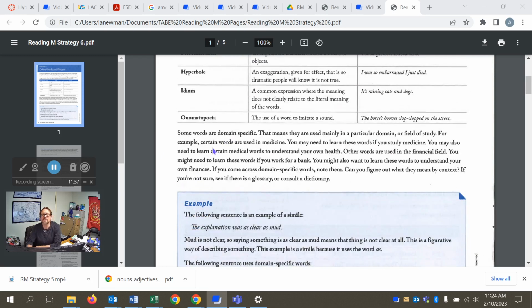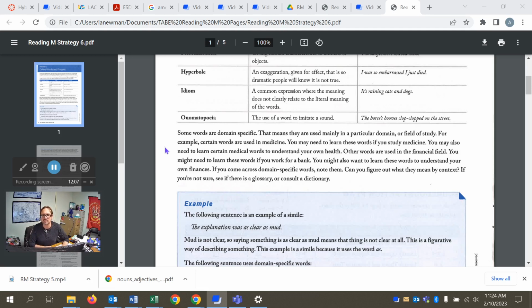Okay, we have another paragraph here, and it says some words are domain specific. We're kind of veering away from figurative language here for just a second. That means that they're used mainly in a particular domain or field of study. So, this is jargon that may only have a certain meaning within an industry or a particular job or field or something like that. For example, certain words are used in medicine. You may need to learn these words if you study medicine.